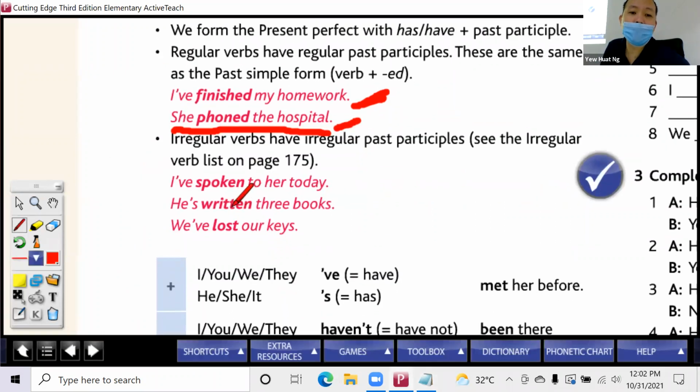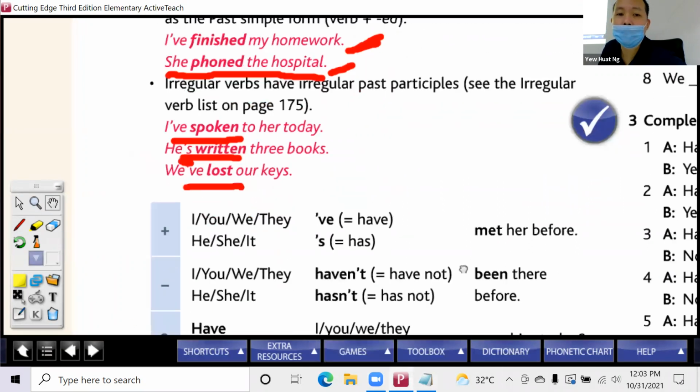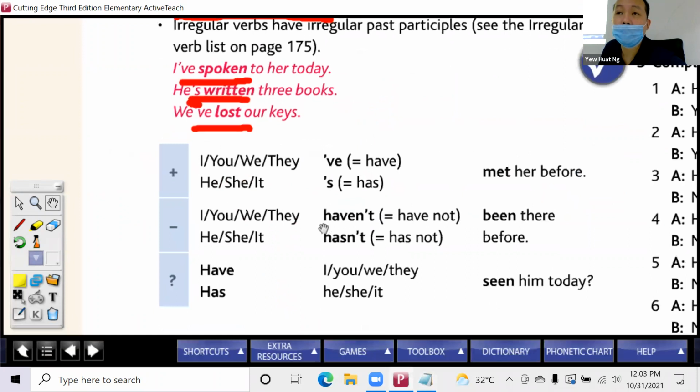So of course I've spoken. Can you understand this? I've spoken to her. He has written. We have lost our keys. I have met her before. He has. I, you, we haven't. He, she, it hasn't.